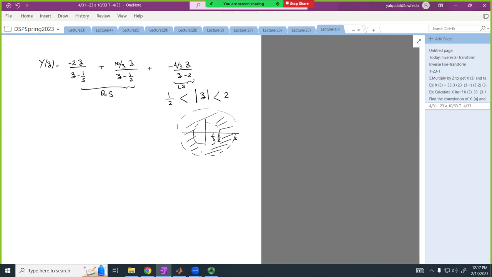Right. Yeah, I'm sorry we took more time. I'm going to write the expression for y of n. It is going to be -2 multiplied by 1/3 to the n plus 10/3 multiplied by 1/2 to the n, all of this multiplied by u of n, plus 4/3 multiplied by 2 to the n u of -1 minus n. Sounds good? Okay. Thank you, everybody.